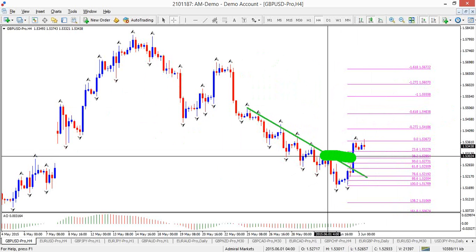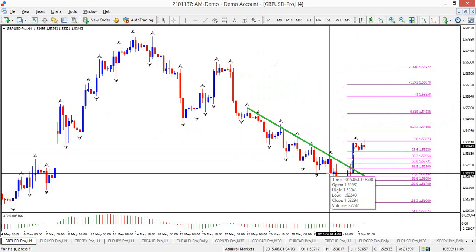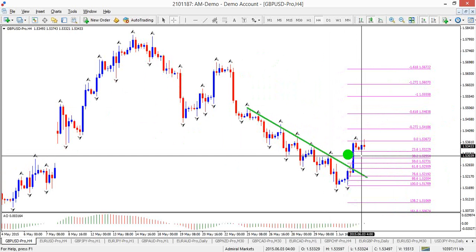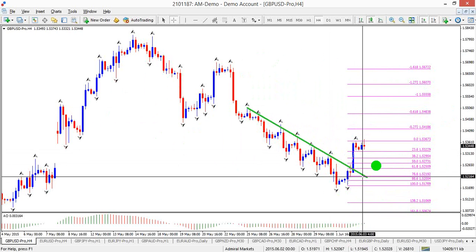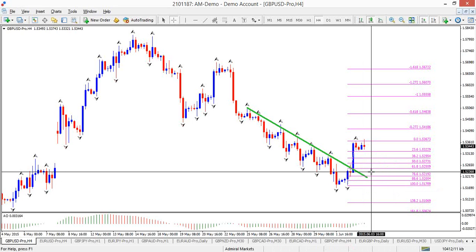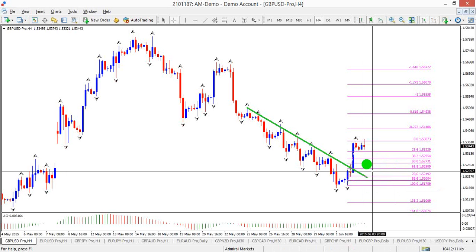we had a fractal break here. This fractal had a high of 153.04. So typically, I would be looking for an entry at 153 or 153.25 upon this fractal break. That still remains valid as a level. Until we get a new fractal here, that particular level is still valid.